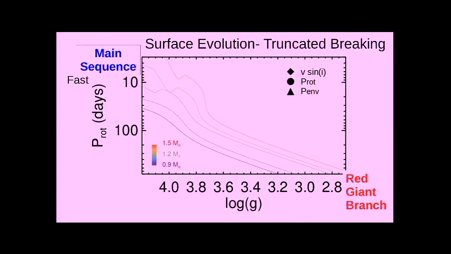The other thing is these stars continue to evolve after the main sequence. They turn into subgiants, their envelopes expand, their cores contract. And so when they expand into these giant envelopes, they should continue slowing down over time.